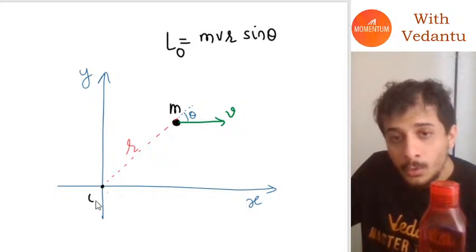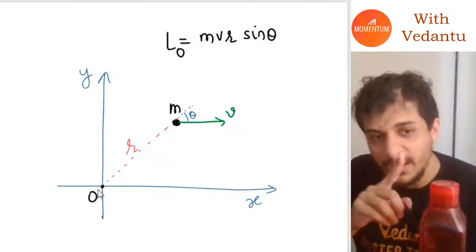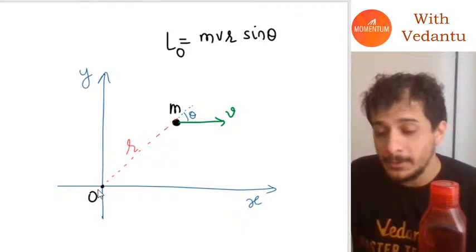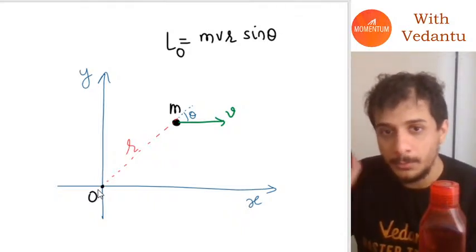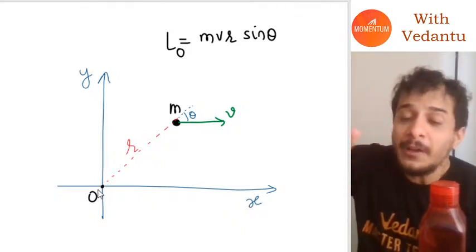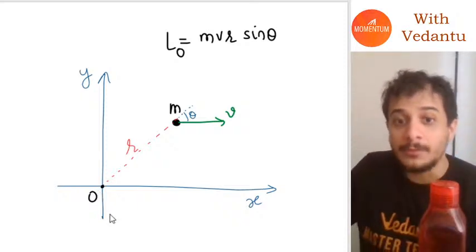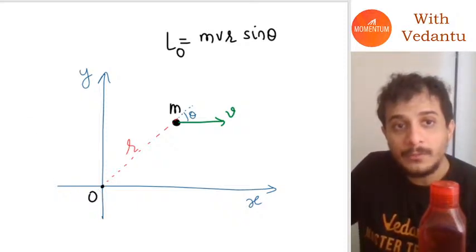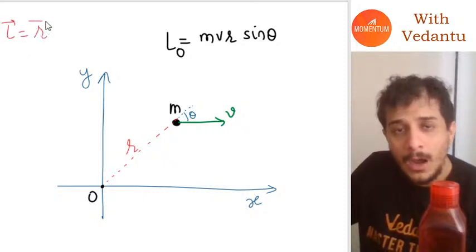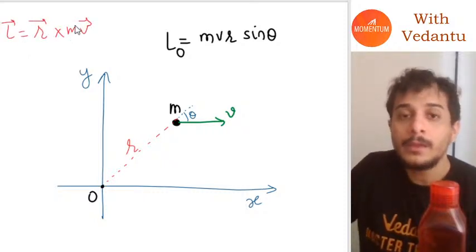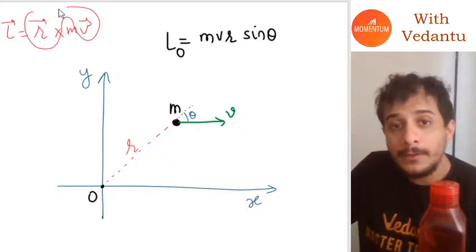About what? About origin. Angular momentum is always calculated with respect to what? With respect to a point. Now if I want to write down the vector form of this, and I want to know the direction and everything as well, then you have to remember L was equal to R cross mV. So you have to do the cross product of R and V.